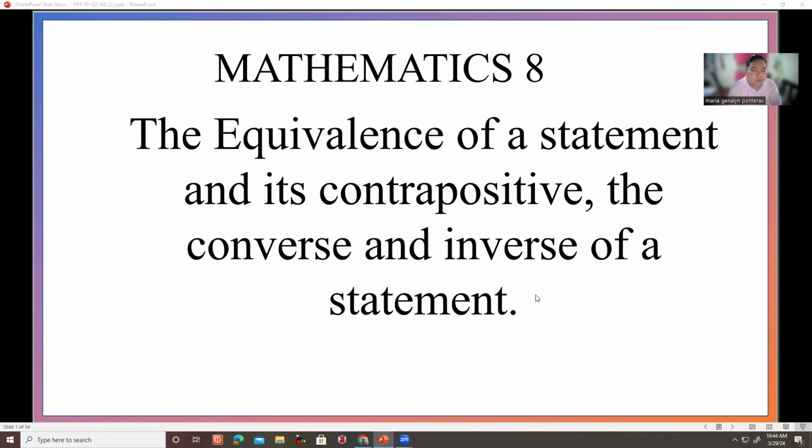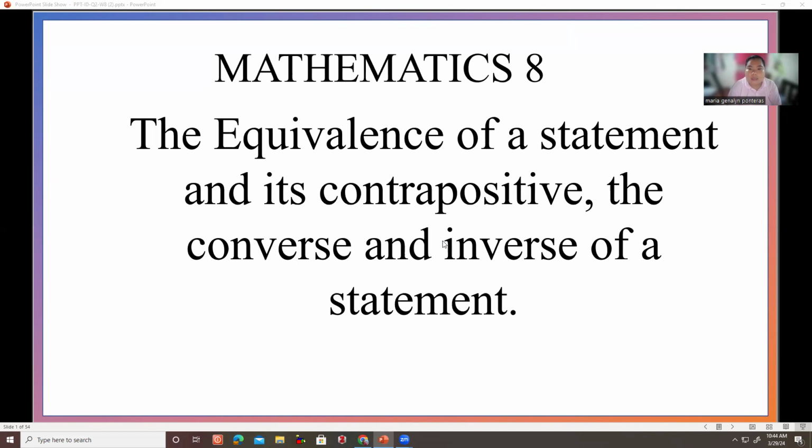We are in quarter 2, lesson 8 of our session entitled The Equivalence of a Statement and its Contrapositive, the Converse and Inverse of a Statement. Last time we talked about conditional statement, converse statement, inverse statement, and contrapositive statement. So which among the four are equivalent? That's our topic for today.